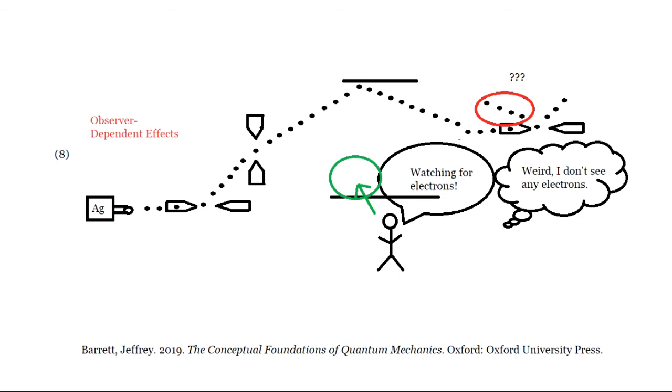This is different than experiment number 7, which I mentioned previously, because in that experiment there was no observer. And because there's no observer, there is no fact of the matter as to whether or not the electron was z spin up or z spin down prior to being measured in the next x-axis analyzer.